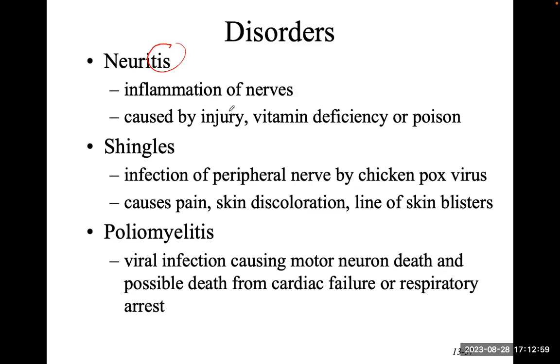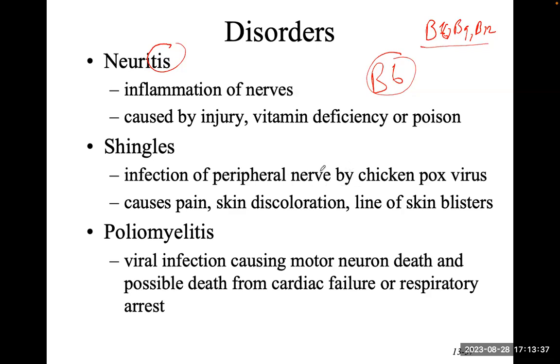And that can be caused by any injury, but could also be caused by a vitamin deficiency or toxicity, especially B6. You'll see this with B6. If people take too much of B6 or too little, you can get a type of neuritis. Sometimes people have a deficiency in B6, B9, and B12. These can also increase homocysteine levels that can create a type of neuritis. So we have to look out for that.